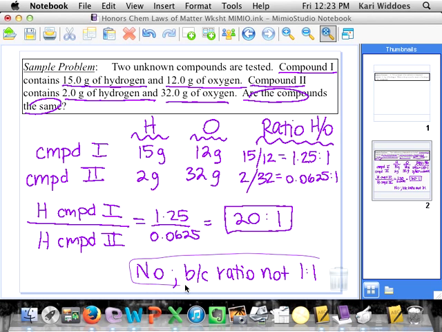You need to box off every answer. So you really should box off the ratio and that little part at the bottom. And then you're done.